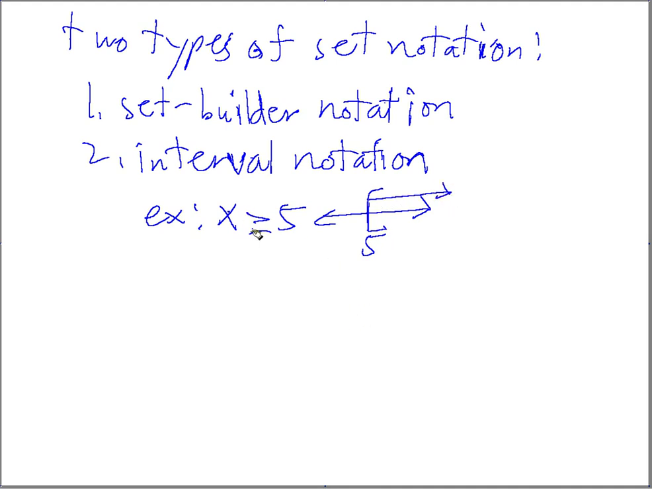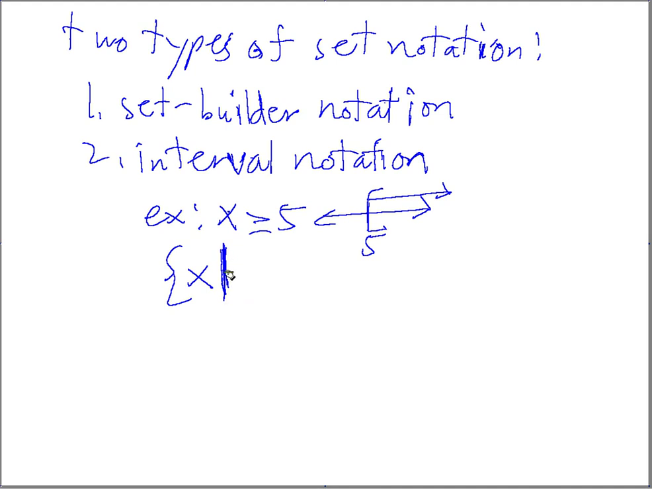Well, how do we write this in set builder? That's not too bad. Here's how you do this. You start off with the left brace, and then you put an x there, and then you put a vertical bar after that. It's just a straight line, a vertical bar here.